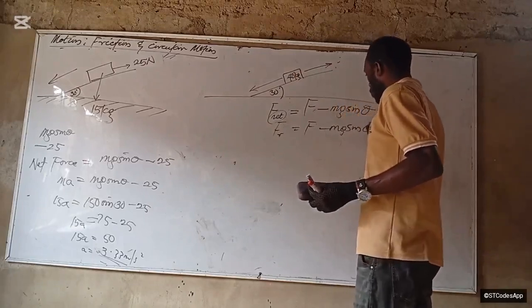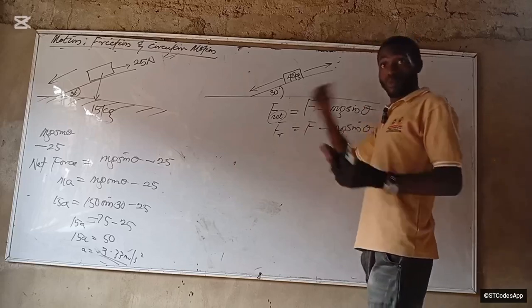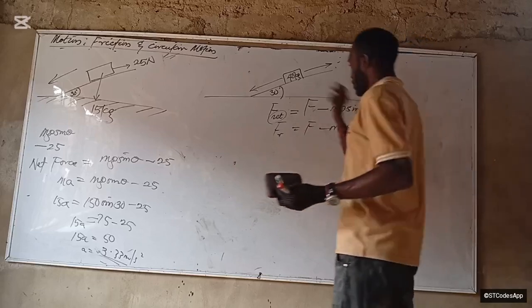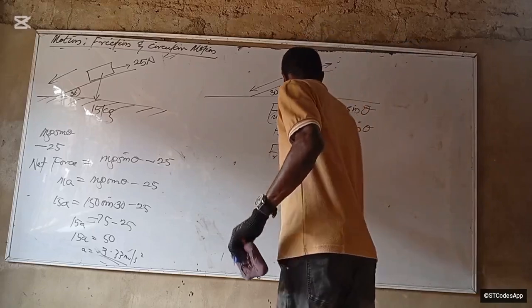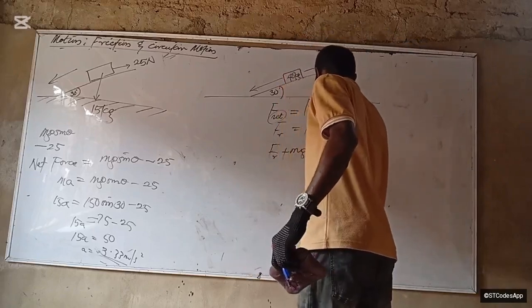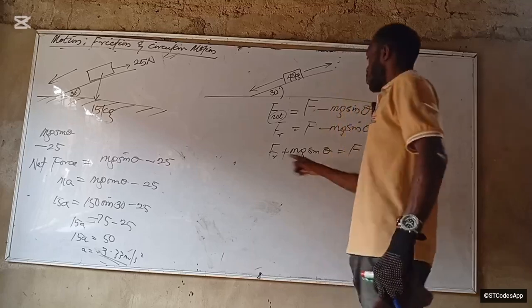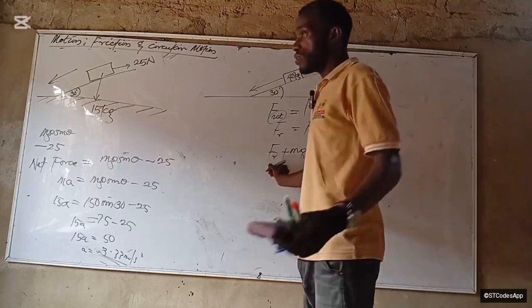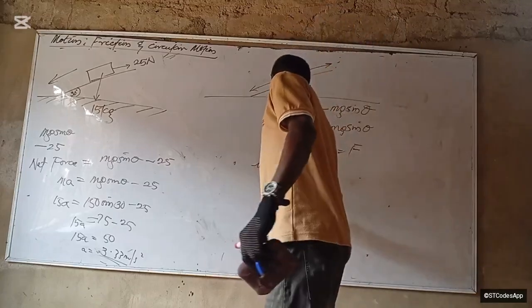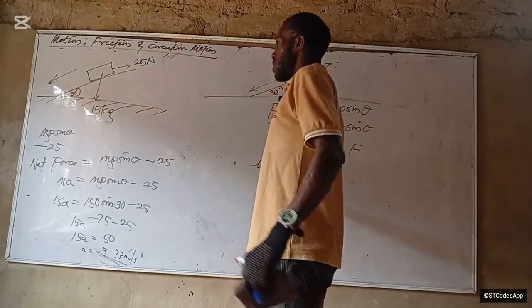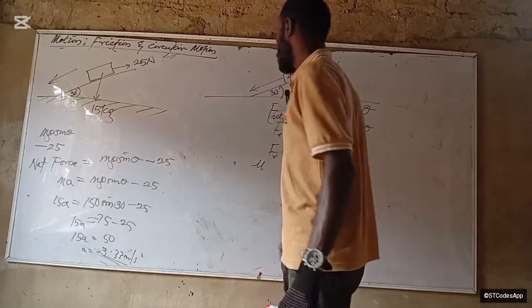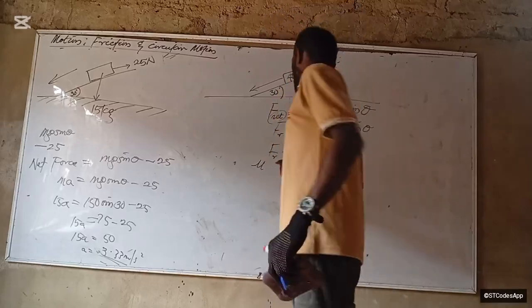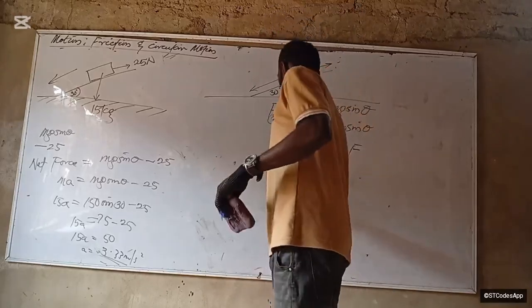But which force are we looking for? The force required to push the body up the plane, right? So Fr plus mg sine theta is equal to F. So Fr is mu R, right? Mu, and R is mg cos theta, right? Am I correct? Please respond.